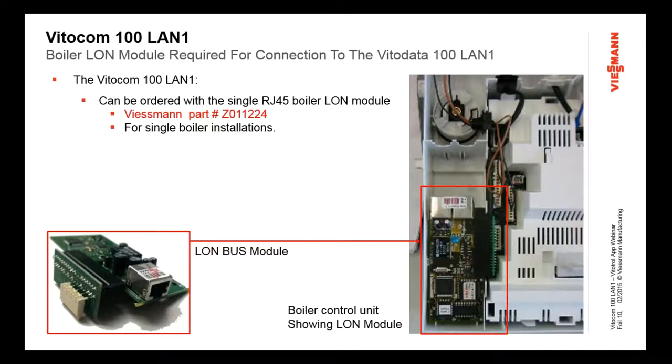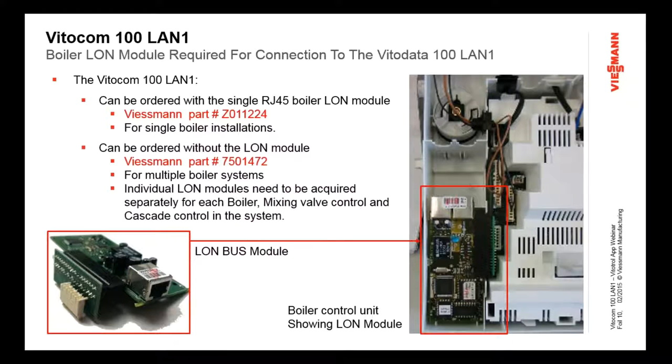Now, you might have multiple boilers. So you have multiple boilers in a heating system, or maybe you want to hook up other equipment, an extra mixing valve control or something like that, to the system. You can then order the Vitocom LAN 1 without the LAN card, because you're going to buy LAN cards for each individual device anyway, so there's no sense duplicating that. And these LAN cards, you see, have two ports on them as opposed to the single port that we had over here. The two ports then allow us to daisy chain the network together from one to the next, and so there's one of two ways to do it. And some equipment, like I said, comes with a LAN card, some doesn't. You'll have to look at that when you pick up the boiler or look at the installation that you have there.